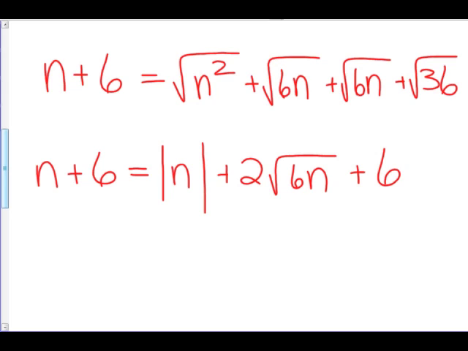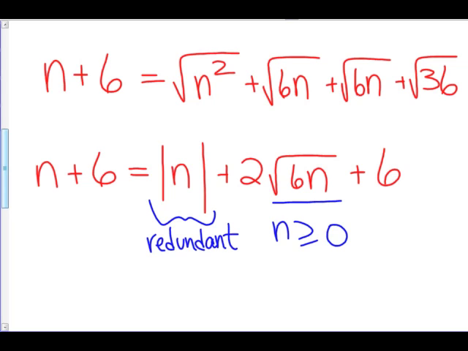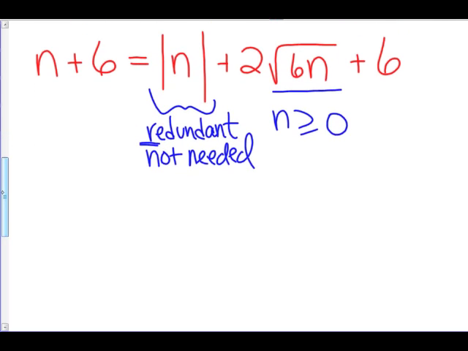Now take a look at the n inside of that square root right there. N can't be negative. There is no real number that you can take the square root of, where you can take the square root of a negative number. And so therefore, since n has to be greater than or equal to 0, the absolute value is kind of redundant, because that means that n has to be 0 or positive, and that absolute value is going to have no effect on that n. So we can just get rid of it altogether.